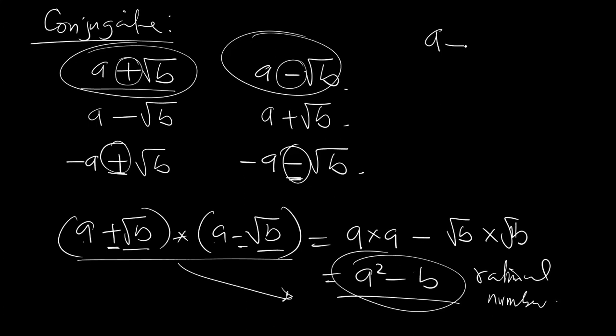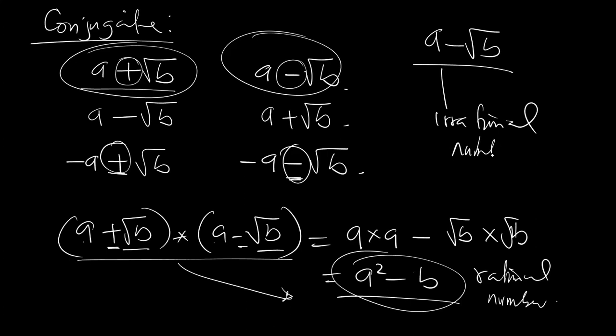But you know, this form is an irrational number, but this form is a rational number. Now let's look at some examples. You can also call these conjugate surds. Let me call it conjugate surds.